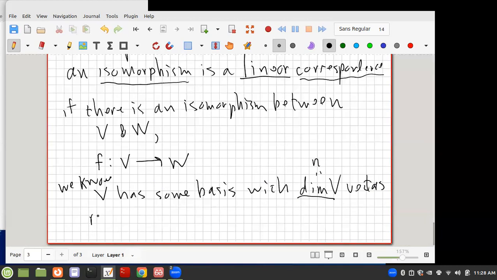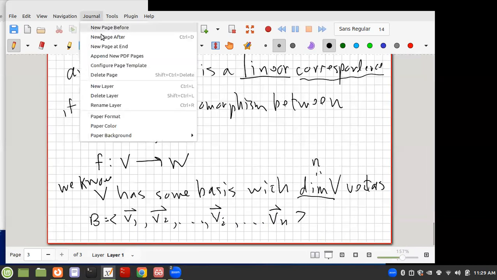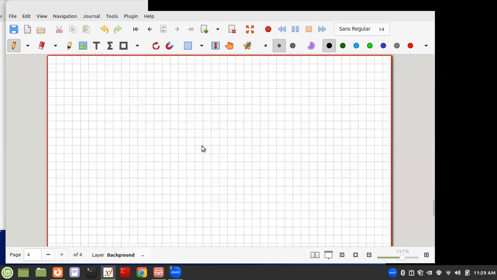So we have some basis here, which is V1, V2, ..., Vn. And in the middle, we're going to put an arbitrary one, Vi, because we want to do something with every single one of these. So i could be 1, 2, 3, 4, 5, 6, 7, n minus 1, and n. It could be anything. Now, we have some basis, and we want to see the consequences of there being an isomorphism.